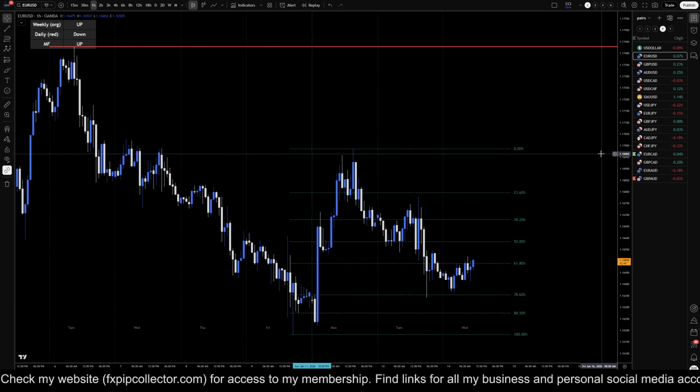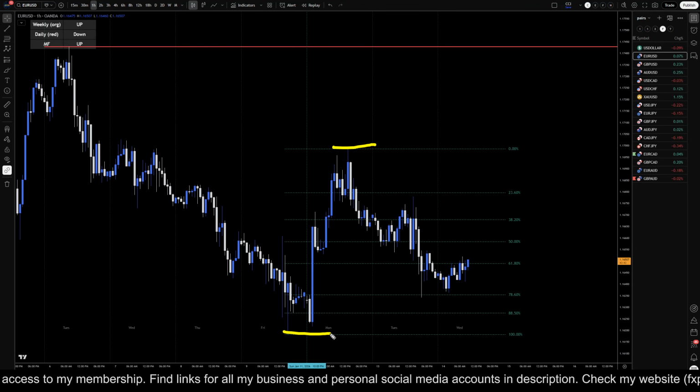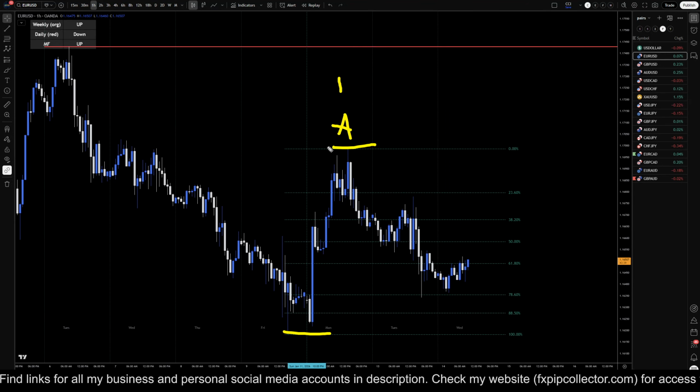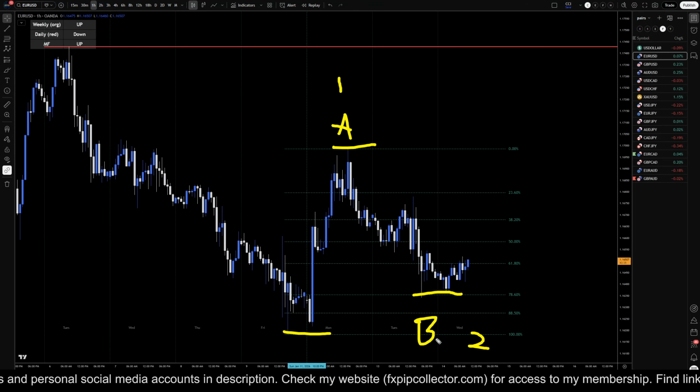Going down to the 1 hour time frame, I am definitely still bullish the euro dollar. Been kind of slow the last couple of days, but we got our Fibonacci retracement from here to here. I still think this is either an A or 1, like I've been saying. This move down is likely either a B or a 2. We definitely did have a 78% fib bounce.